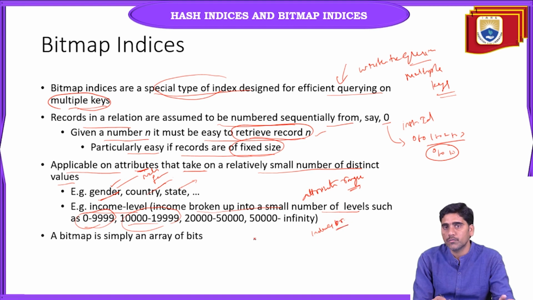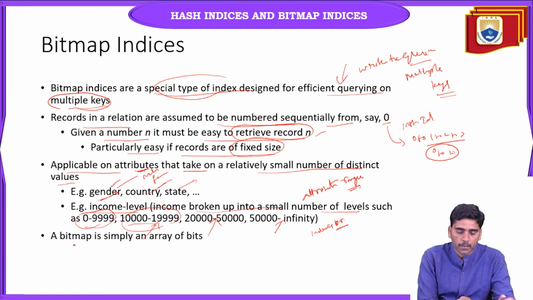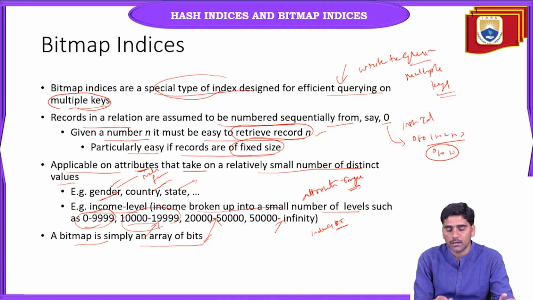So at that moment, fetching the records in between these two is easy. Providing the range is only for easy retrieval, based on the indexes that you have assigned. And a bitmap is simply an array of bits. A bitmap is nothing but an array of bits, and it can be either fixed size or variable size.